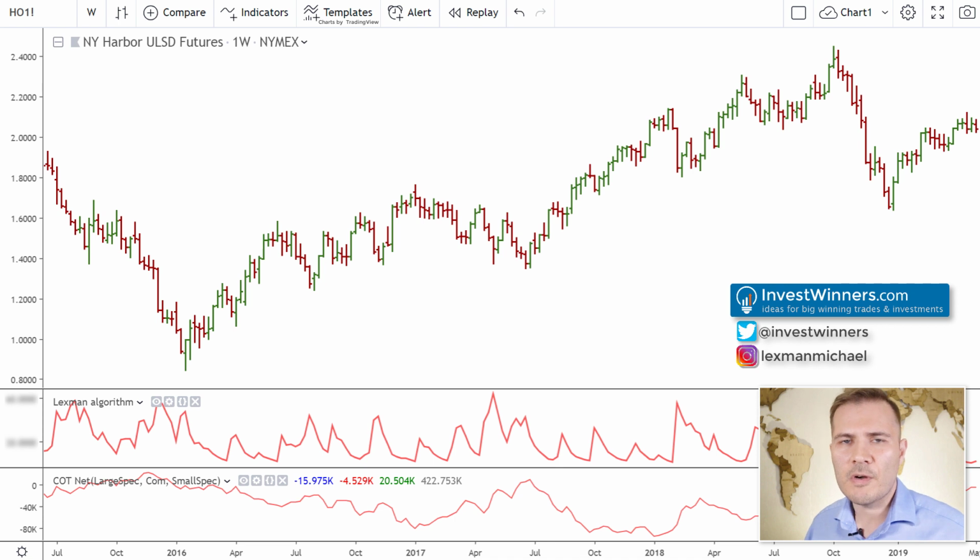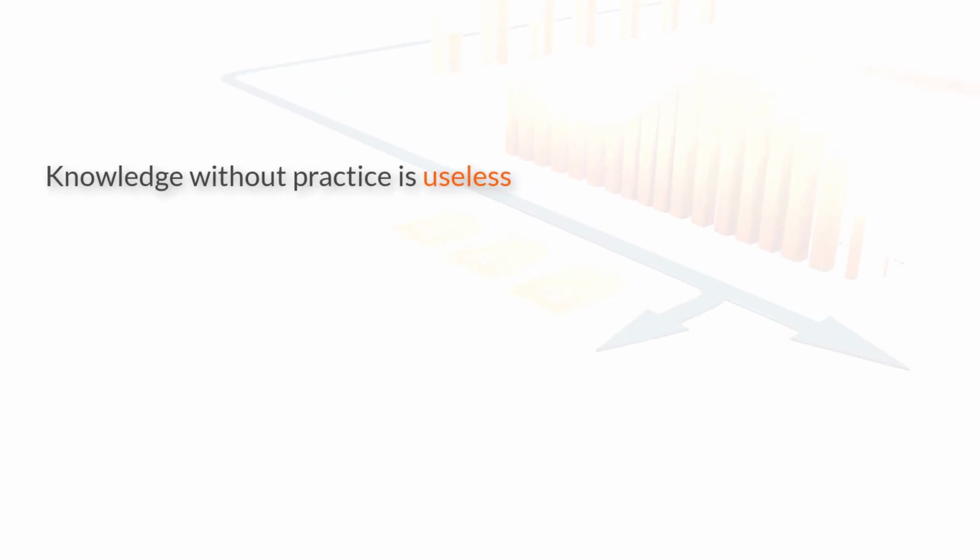But there are no commercials in the stock market. Therefore, to understand what big capital is doing in this or that company stock, I developed and constantly use the Lexman algorithm. Knowledge without practice is useless.